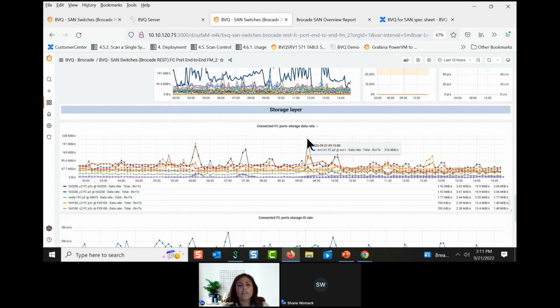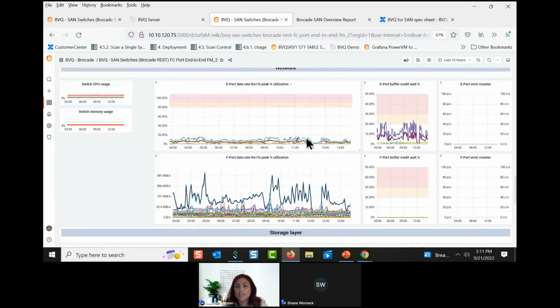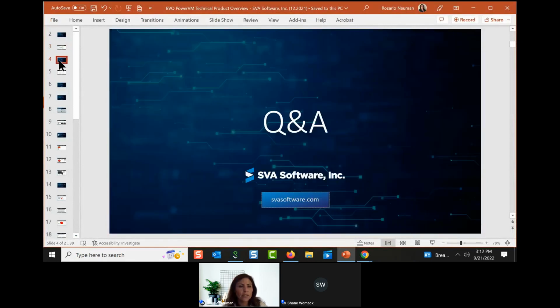So in summary, I've shown you how you can easily monitor your SAN environment, Brocade and Cisco, and cut the time of troubleshooting to get to the source of the problem when there's congestion, and also keep track of when you're not following configuration best practices in the environment, and be alerted on that. And let's see, we have time now for questions and answers.